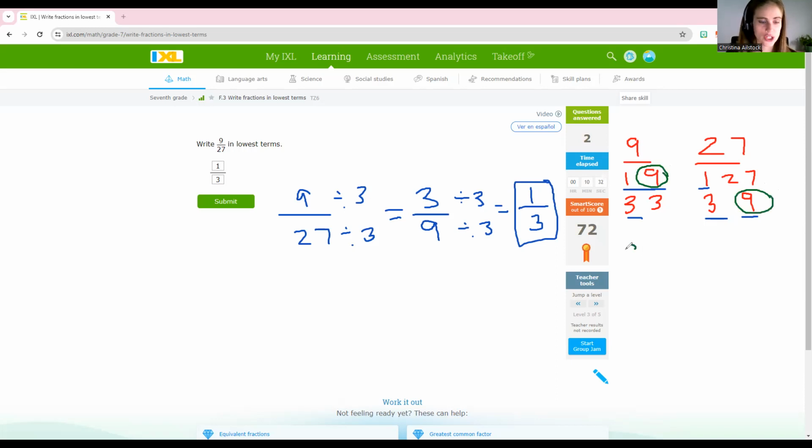So if we take our fraction, 9 over 27, and divide by our GCF of 9, 9 divided by 9 is 1. 27 divided by 9 is 3. Look at that, the exact same answer. So that's why it doesn't really matter which method you use. It's whatever you're comfortable with, because as long as you use either method correctly, you'll be able to simplify and get your fraction in lowest terms.